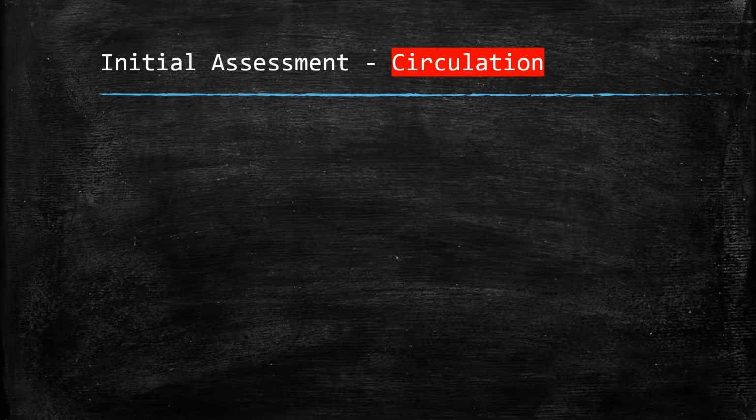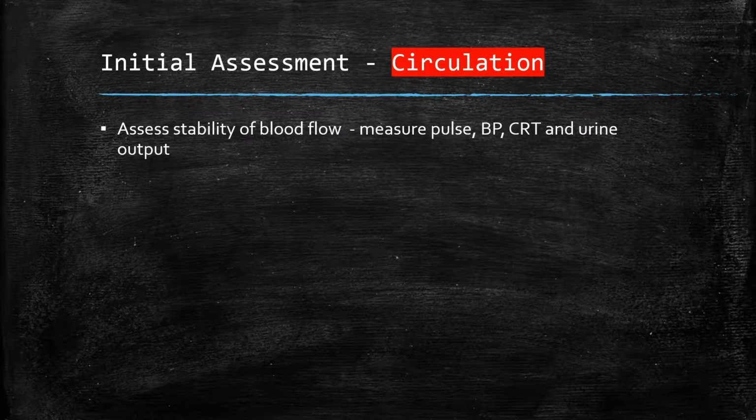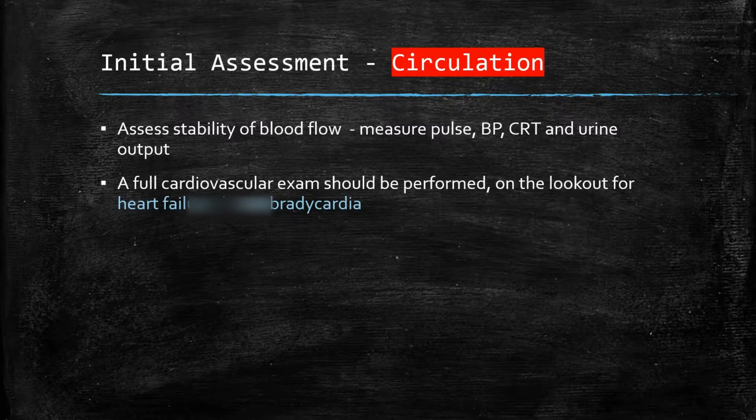C. For circulation, we assess hemodynamic stability via the measurement of pulse, blood pressure, CRT, and urine output. A full cardiovascular exam should be performed, looking out for heart failure due to bradycardia, since the heart rate no longer supports the needs of the body. Secure IV access and perform an ECG.